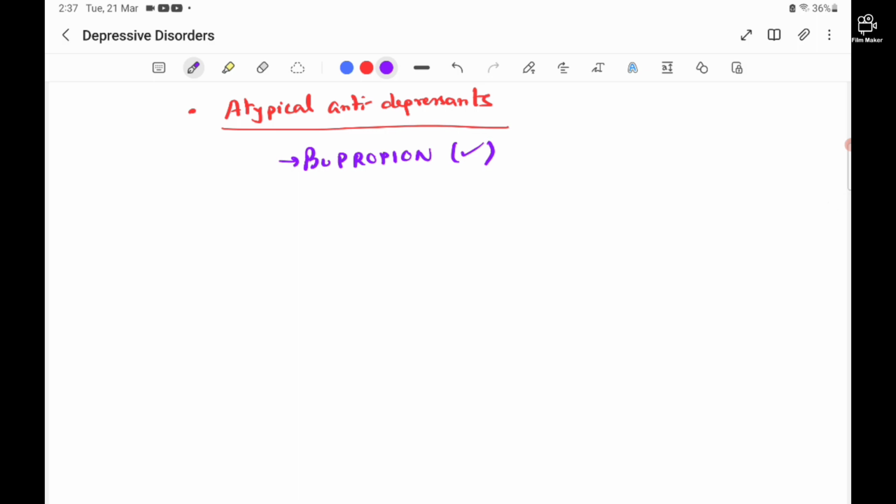Okay, bupropion, then mirtazapine, nefazodone, and vilazodone.